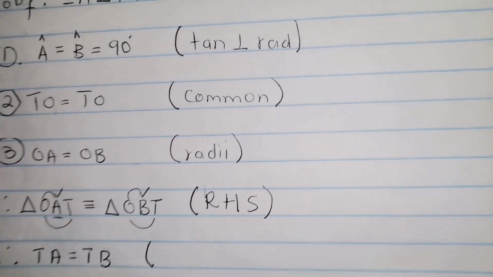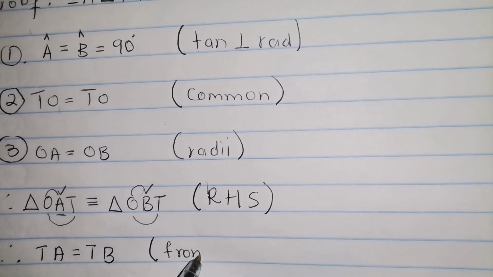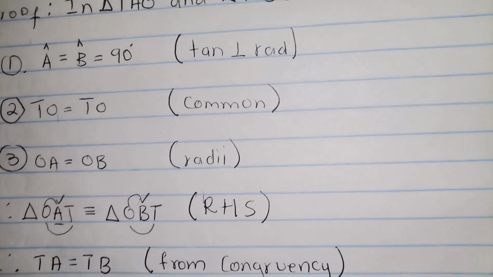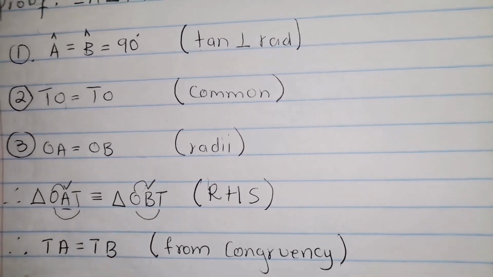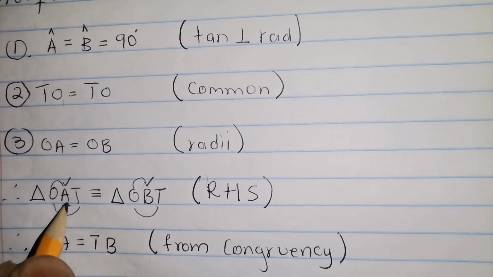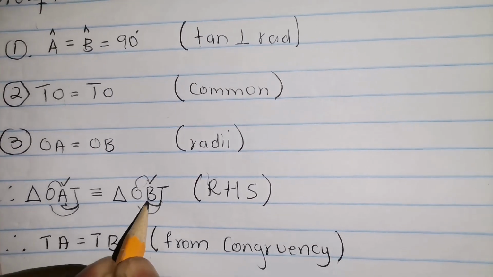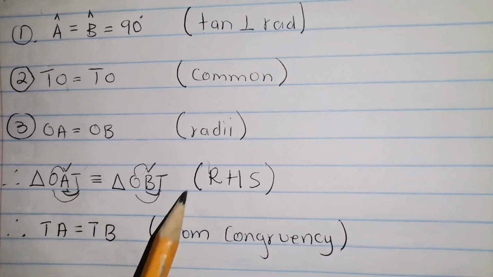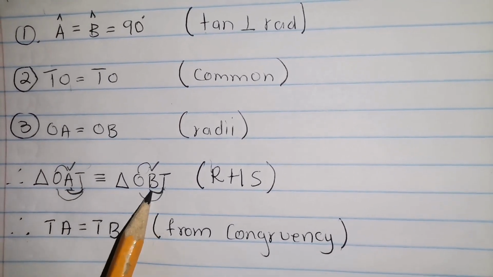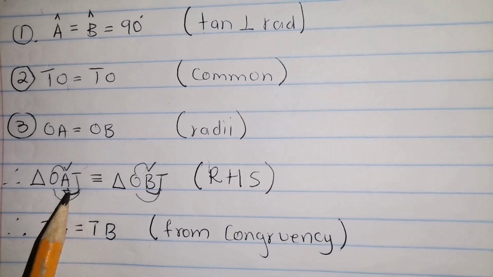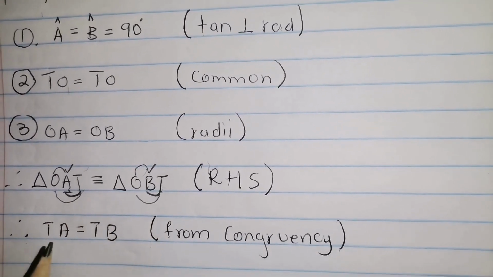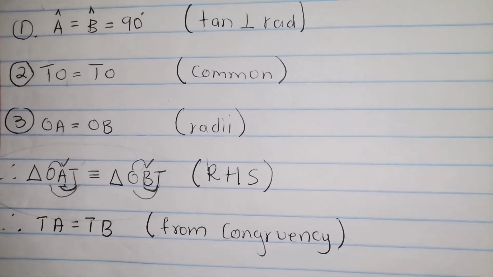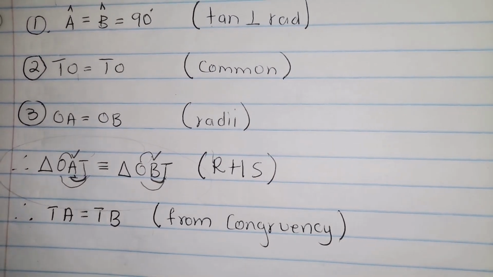Reason: from congruency. Where are TA and TB on this? Here's my TA. TA, TB: they're in order also, guys. You can see that from that. So you can prove from this congruency that indeed there's TA, there's TB, and they're equal. Basically, if they're arranged like this in the congruency, that means they're equal. I hope you understand what I'm talking about.